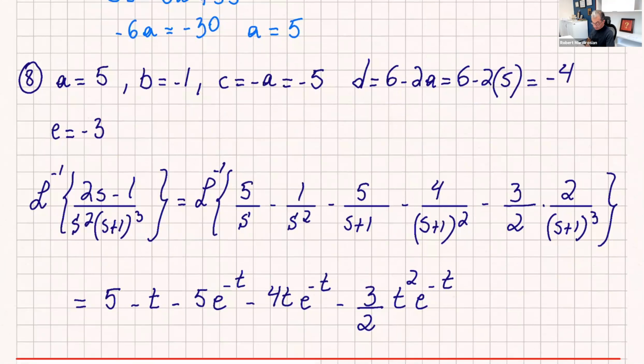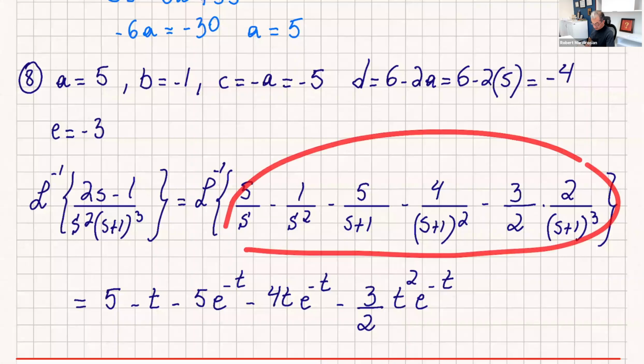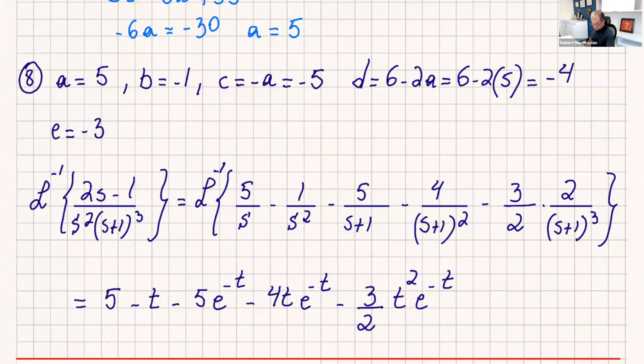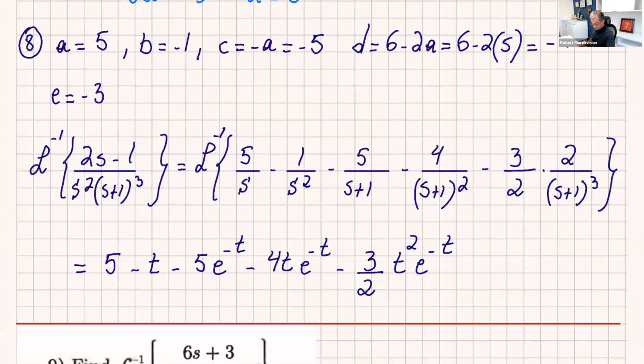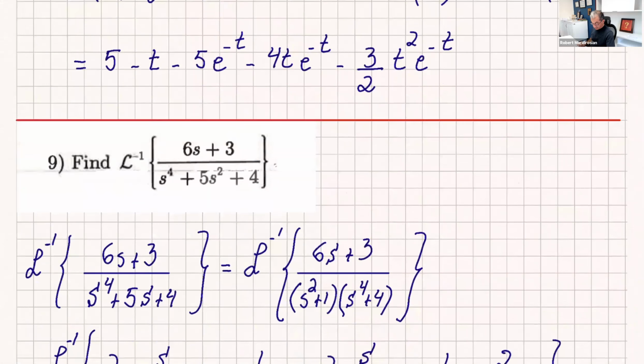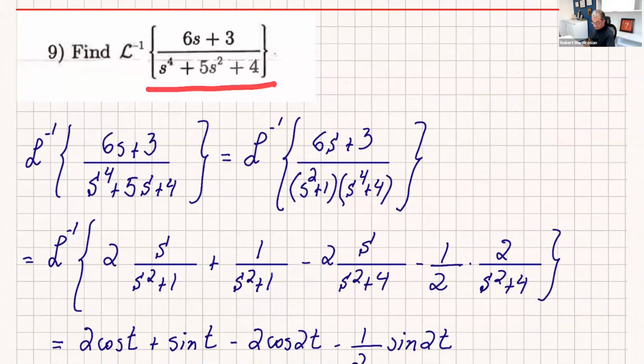So the Laplace inverse of that expression is the Laplace inverse of that. And then 5 over s is 5, 1 over s, -1 over s squared, so it's -t. That's going to be 5 times e to the power of -t. That's going to be 4 times t e to the power of -t. And that's going to be 3 over 2, and that's cubed, so t squared e to the power of -t. That's the answer.